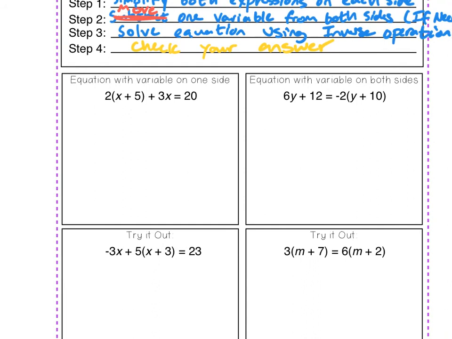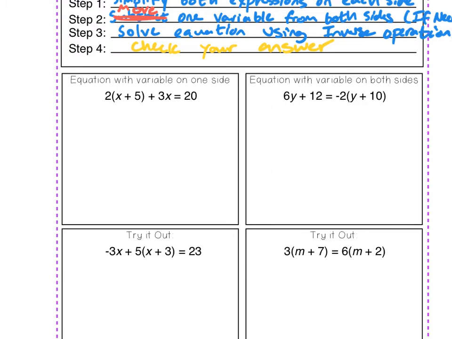So let's come down here and look at this equation, okay? The first type of equation that you're going to see on the left is an equation where all your variables are on the same side. Now, when it comes to solving multi-step equations, the first thing you've got to do is simplify it on each side. If you look at this, you'll notice that you have 2 times (x plus 5) plus 3x is equal to 20. Well, before you can do all your other stuff, you've got to simplify this left-hand side.